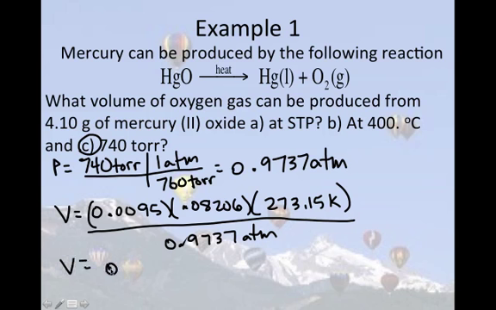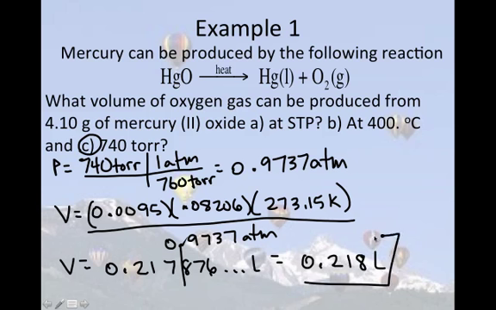Alright, now let's do this fun math. That is equal to 0.217876 and a whole bunch more sig figs. I only need 3 of these, so 0.218 liters. So it's almost the same as when we were under standard conditions, because the pressure didn't really change all that much and the temperature was still the same. So we didn't have a significant volume change, but it was certainly measurable.